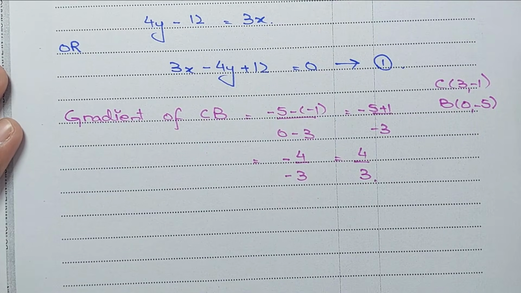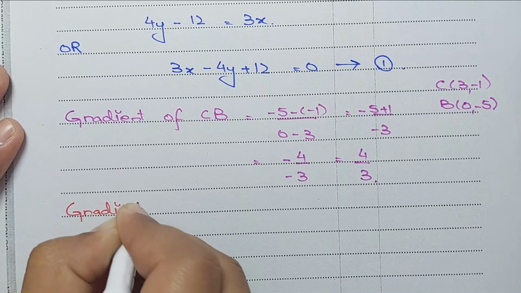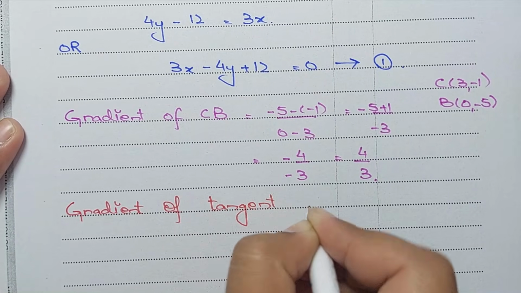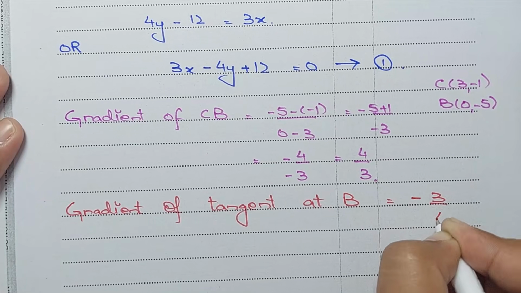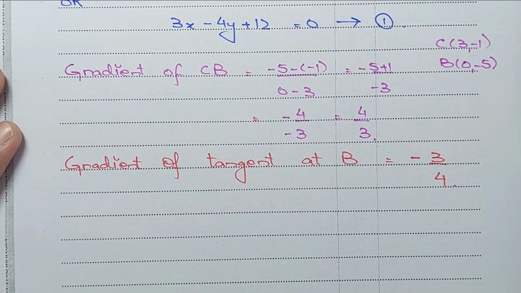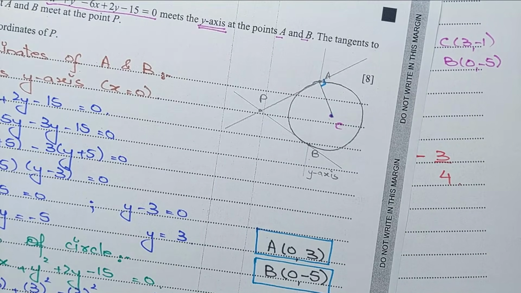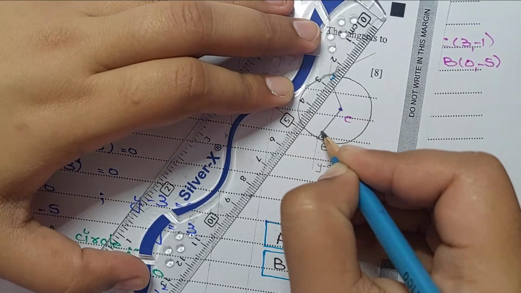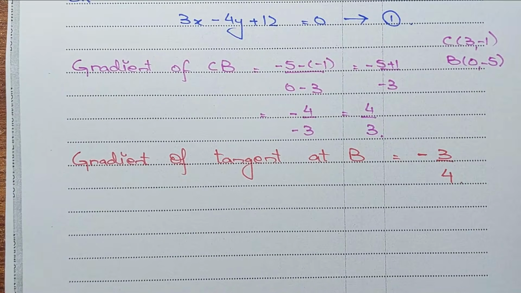So if the gradient of CB is this, then what is the gradient of the tangent at point B? This is negative and the reciprocal, which is 3 by 4, because the tangent is again perpendicular to the radius. If I can draw, this is a radius, and the radius and this tangent line are perpendicular. Now let me find out the equation of tangent at point B.